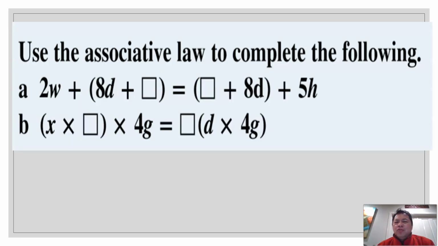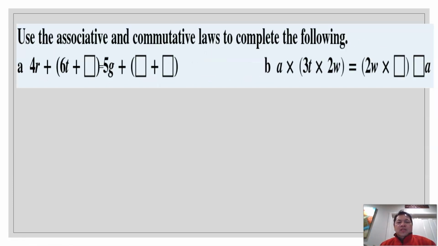So now, using the associative law to complete the following. Looking at part A, I have 2w plus 8d here, and over here I have 8d and 5h. So what do I have missing here? It is simply 5h. Comparing this side with this side, I'm short of 2w. And looking at this again, you have x here, 4g here, you have d here. So the d must be somewhere. The d must be here. That's missing. And looking at this, d and 4g, the only thing missing is x. That's how you fill in the missing answers in the boxes.